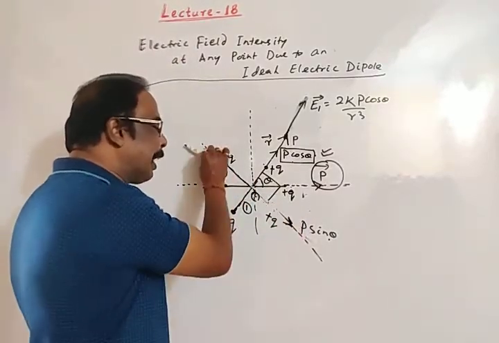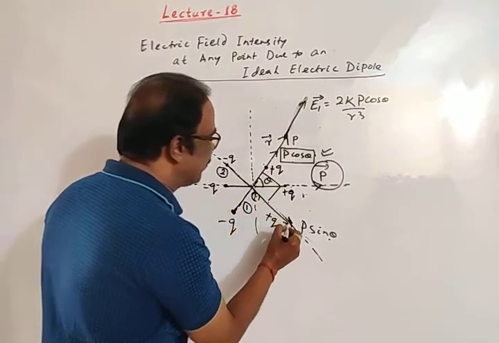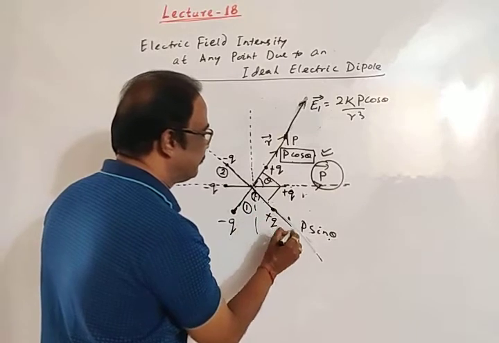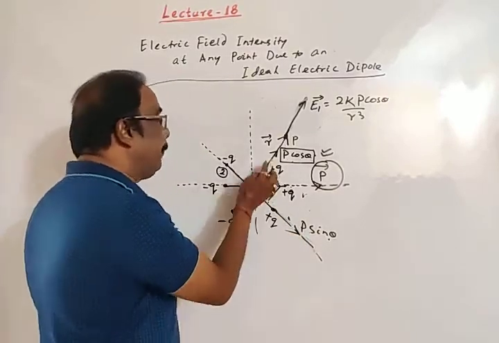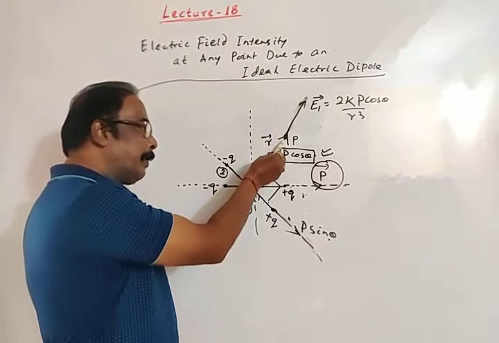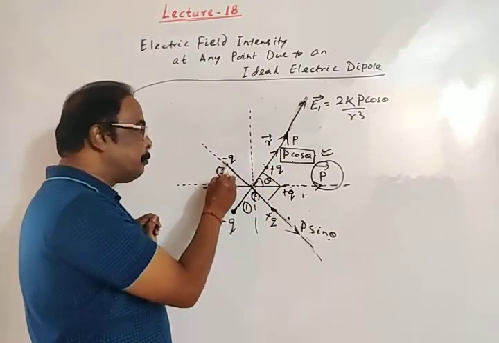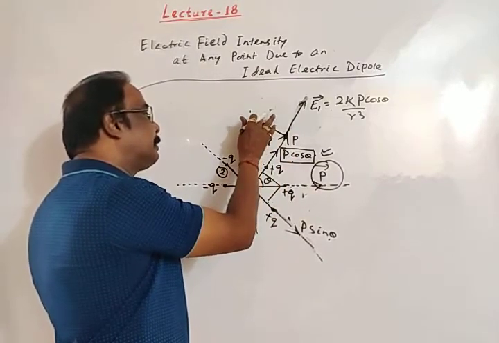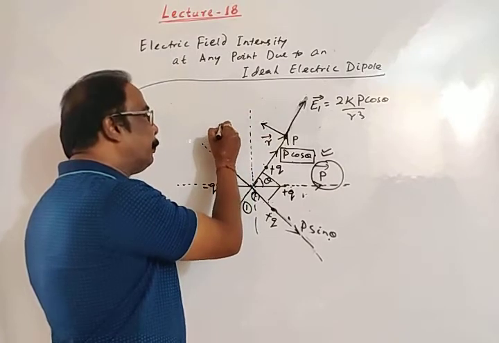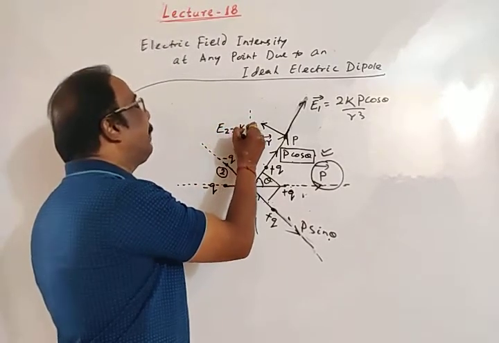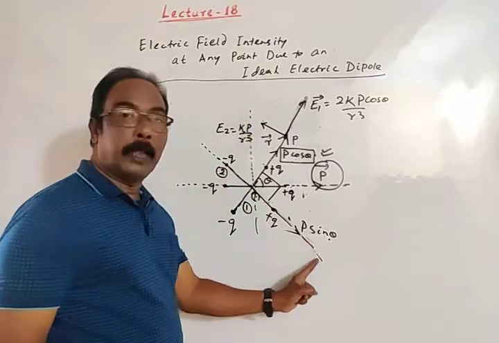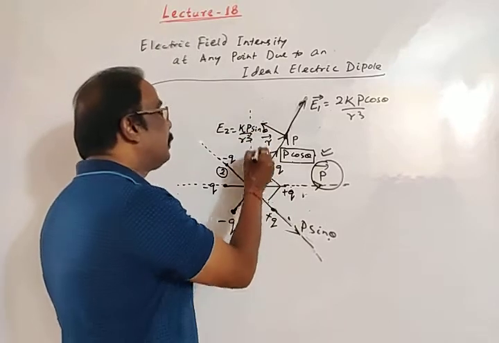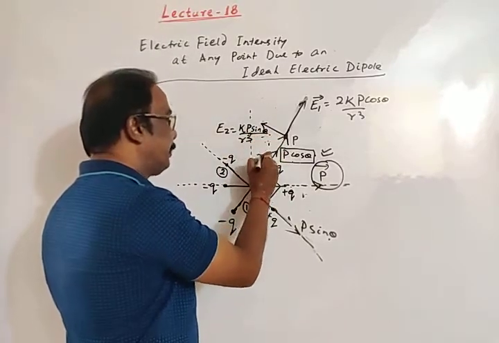If this is a dipole, then this is the equatorial line, this is plus q, this is minus q, and at point P, the electric field intensity, if we take it as E2, then E2 is kP by r cube. But here the dipole moment is P sin theta, so we will take kP sin theta by r cube. This is position vector r.